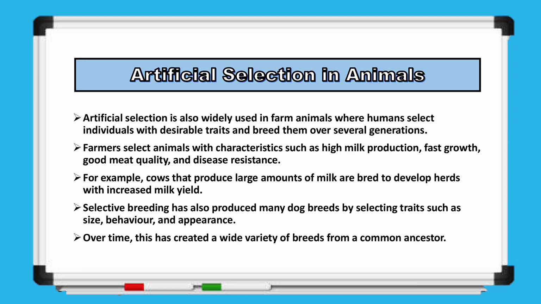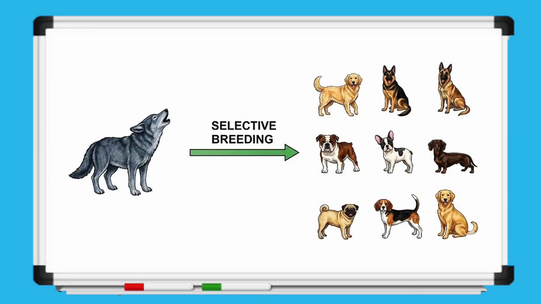Artificial selection in animals is also widely used in farming, where humans choose animals with desirable characteristics and breed them over many generations. Farmers select animals that show useful traits such as high milk production, fast growth, good quality meat, and resistance to disease. For example, cows that produce large amounts of milk are repeatedly bred to develop herds that give much higher milk yields. This makes dairy farming more productive and efficient. In a similar way, selective breeding has been used to develop many different dog breeds by choosing traits such as size, behavior, coat type, and appearance. Over time, this has produced a wide variety of breeds, all originating from a common ancestor like the wolf, but now very different in form and function.